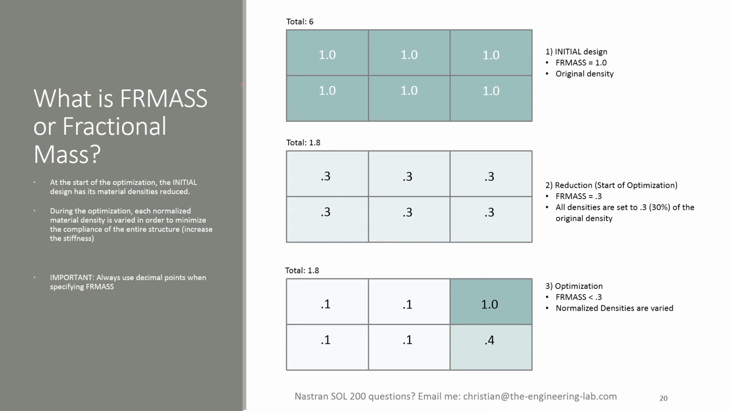Let's go ahead and take a quick example here. Let's suppose we have a plate composed of 6 elements. So here, element 1, 2, 3, 4, 5, and 6. It has a mass of 6 grams as an example. This 1.0 is going to represent its normalized material density. So this is the starting design, if you will.